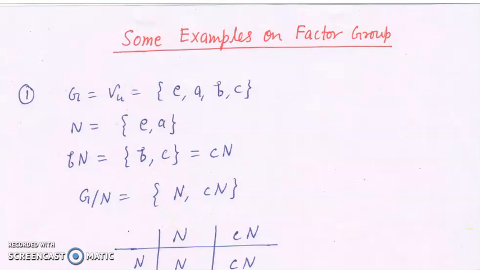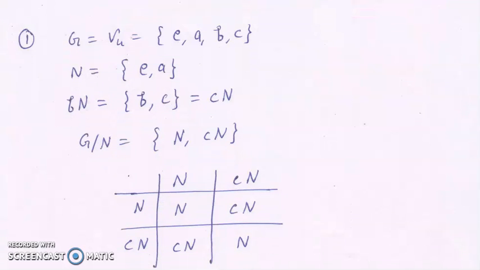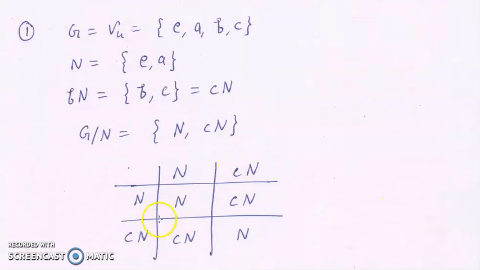So we can write its multiplication table for N and cN. As you can see, N times N is N, N times cN is cN, cN times N is cN, and cN times cN is c squared N, and c squared is the identity, so it is N. So it has this multiplication table, and you can see that N is working as the identity element for this multiplication table.